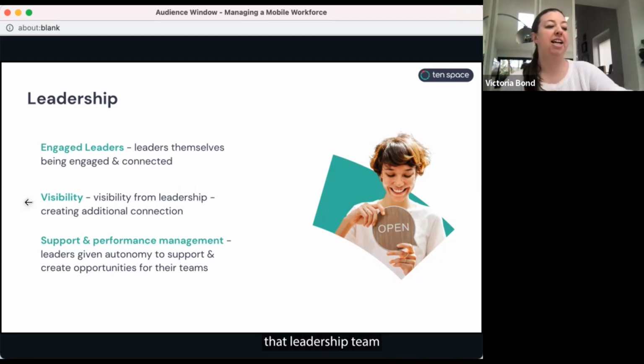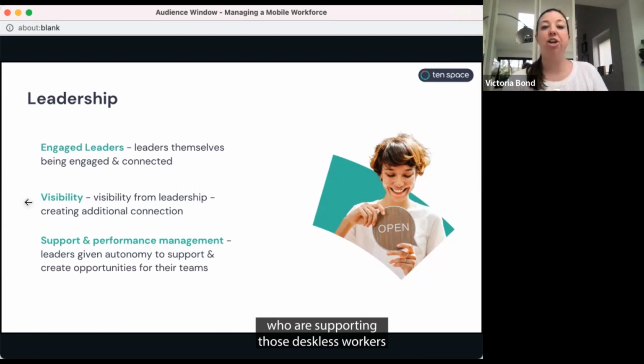And then ensuring that the leadership team, those people leaders who are supporting those Deskless workers, really feel like they've got the autonomy to support and create opportunities for their teams in the best ways that they possibly can. We know that that will contribute to engagement for these teams.